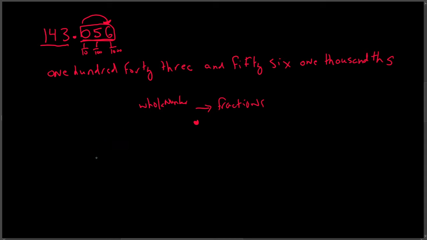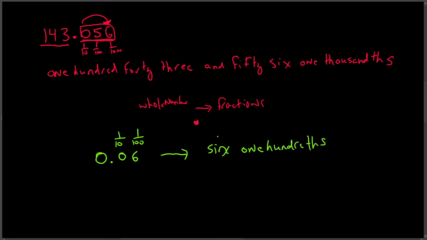So let me do a number that has 0 for its whole numbers and 2 decimal places. So again, the first place is the fraction 1/10. Second place is 1/100th. And so this, I have 6 100ths.